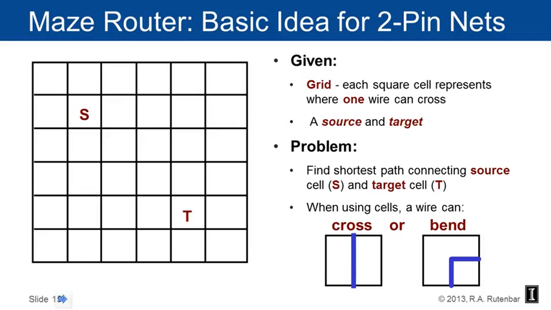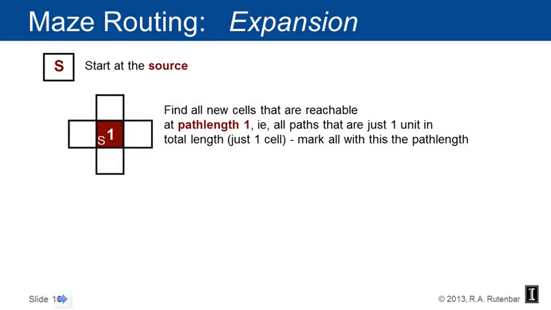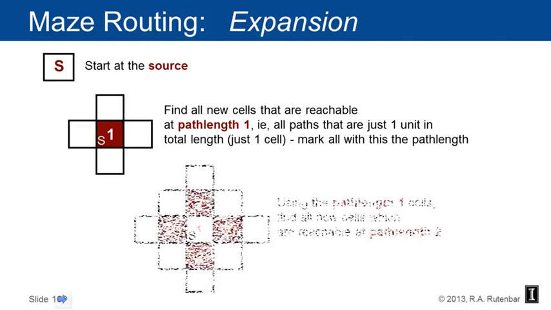So what's the big core idea of a maze router? You start with the source cell, just this single cell. And then you find all the new cells that are reachable at path length 1. And so what that means is, what are the ends of all of the paths that start at the source that have exactly 1 unit of total length, which is to say that are 1 cell long? Mark them all. Well, interestingly enough, it's just the 1 cell, right? What are all the cells that are 1 cell long that start at the source? And the answer is the source. That's it.